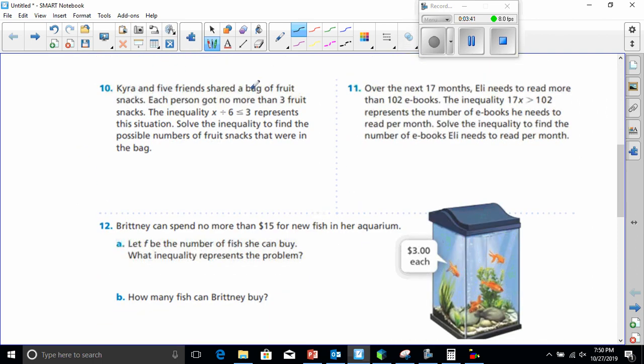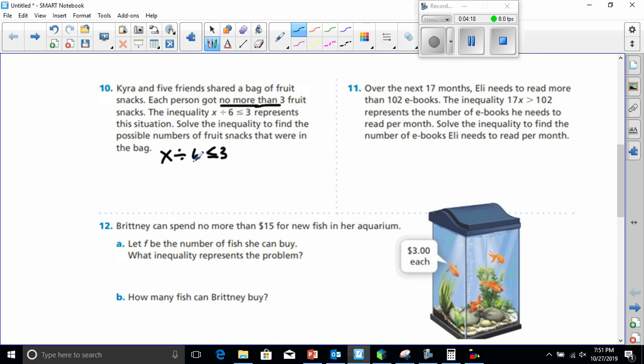Kyra and her friends shared a bag of fruit snacks. Each person got no more than 3 fruit snacks, no more than being the key word here. The inequality, x divided by 6 is less than or equal to 3, represents the situation. Solve the inequality to find the possible numbers of fruit snacks that were in the bag. Well, if I solve this inequality, x divided by 6 is less than or equal to 3.